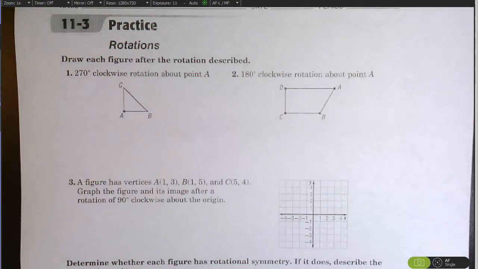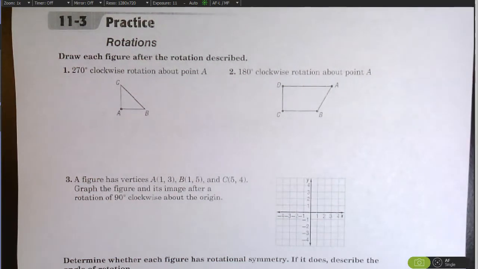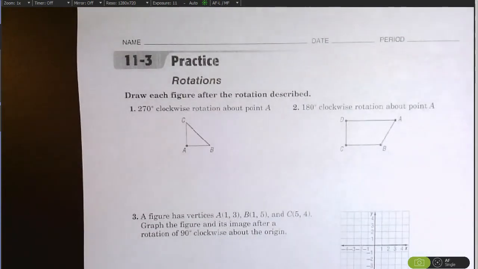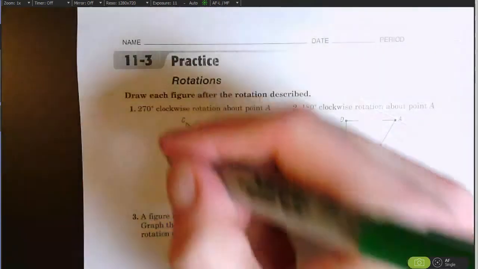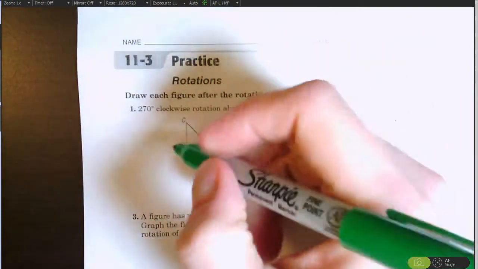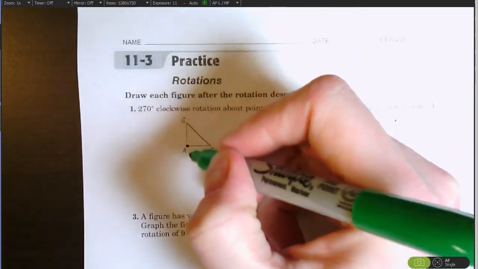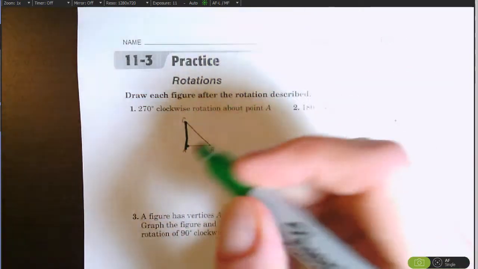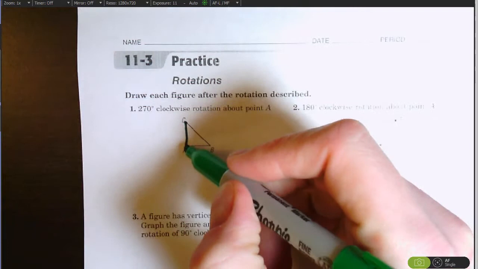Okay, so here are some problems from section 11.3 for pre-algebra. Number one says, rotate this 270 degrees clockwise about point A. So here's the deal. Here's point A. What you want to do is pick a point, like let's say point C, and then think about what 270 degrees would be clockwise.